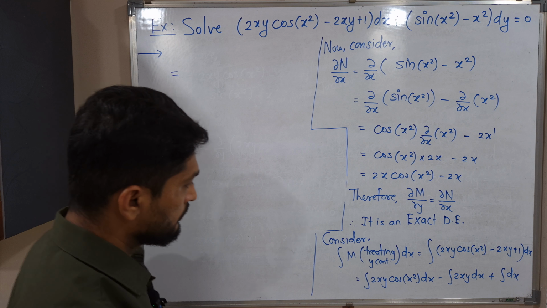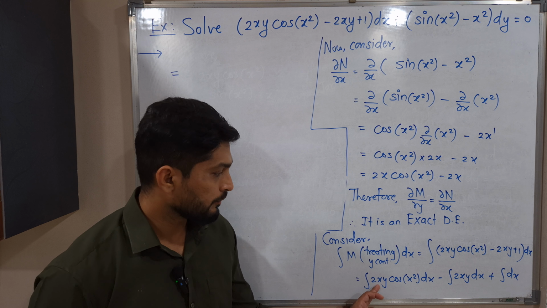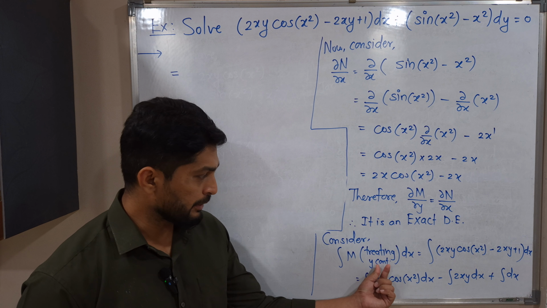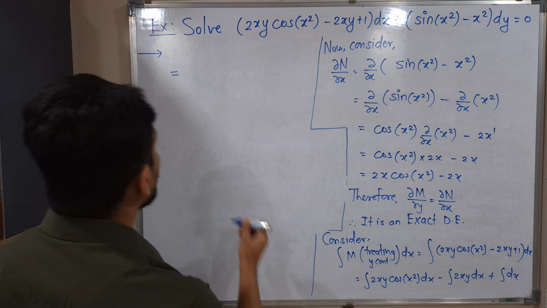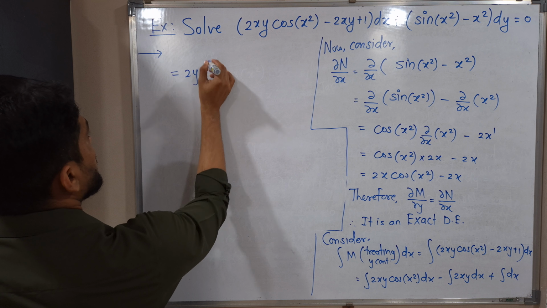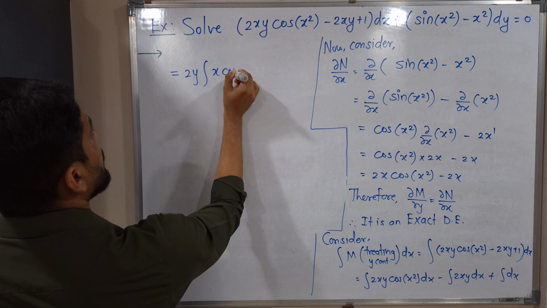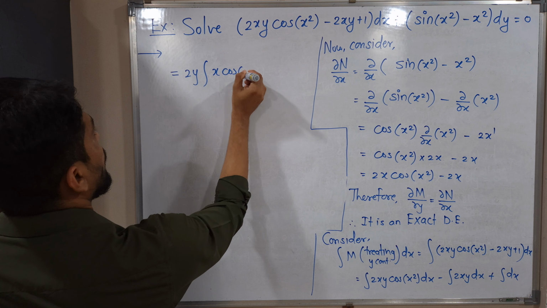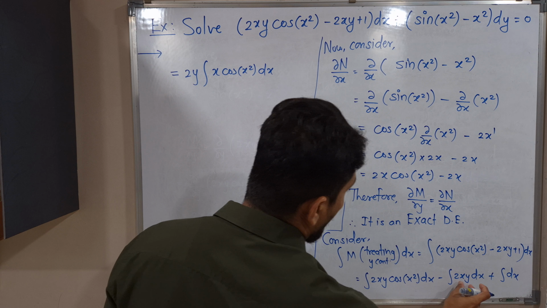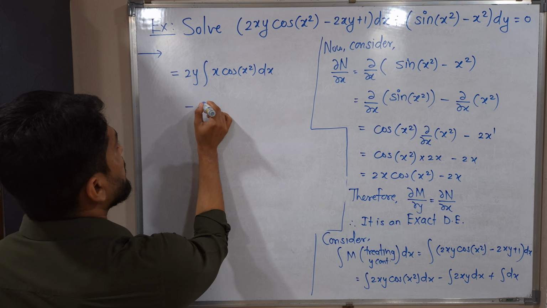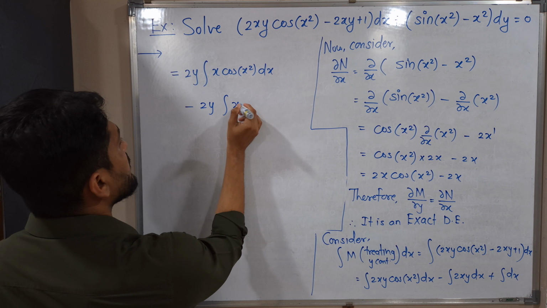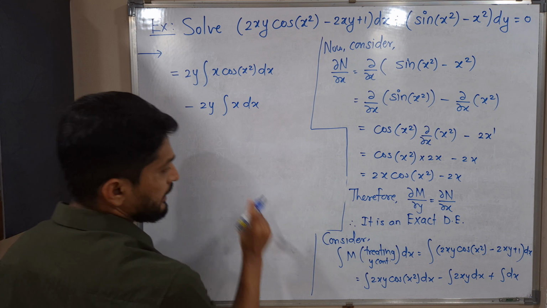2 is a constant. y is also a constant, since we have already mentioned y is a constant. So 2y will come outside the integration of x cos x square dx. In the second integral, 2 and y are both constants, so let me write minus 2y inside, integration of x dx. Am I right? x dx. Integration of dx is x only, right?